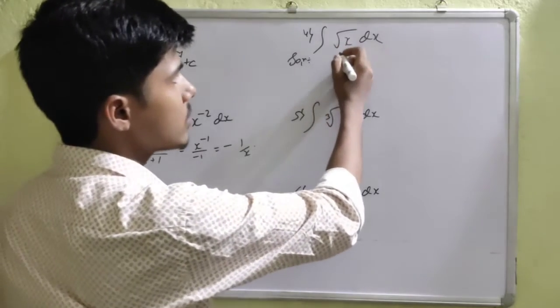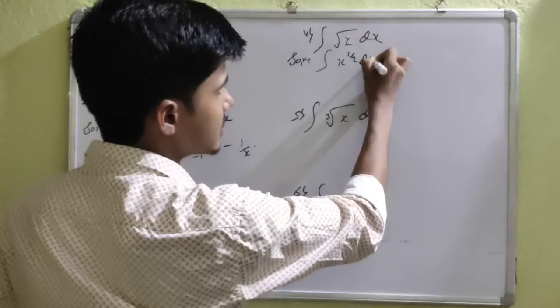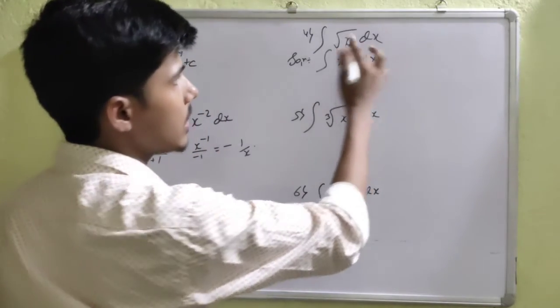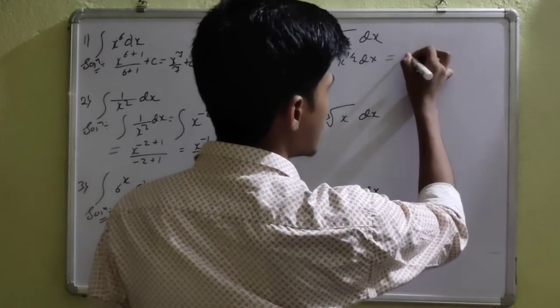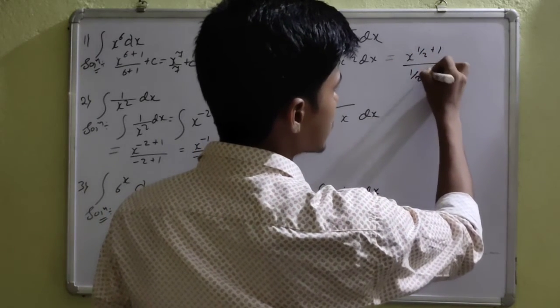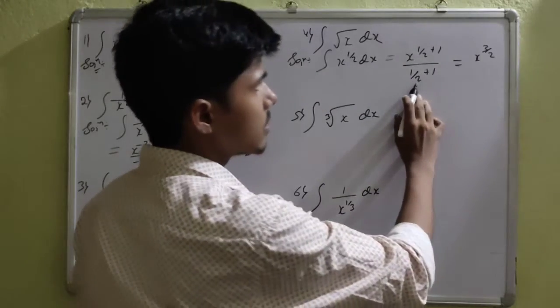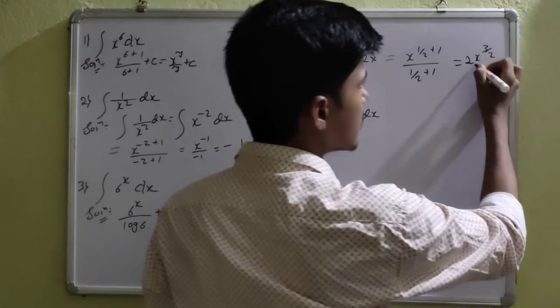The fourth question is integration of root under x. We can write root under x as x to the power 1 by 2 dx. It is in the form of x to the power n. Again, by integrating this function, we will get x to the power 1 by 2 plus 1 divided by 1 by 2 plus 1. By solving this denominator, we will get 3 by 2.